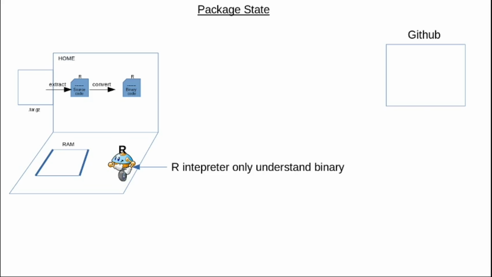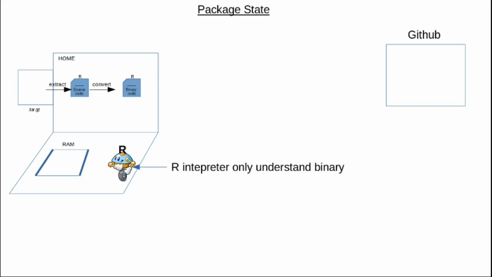Now keep in mind that our interpreter only understands the binary file. It doesn't know about the source code and is not able to execute it. You have to convert the source code into binary code. To execute the code, you need to load the binary code into the RAM.